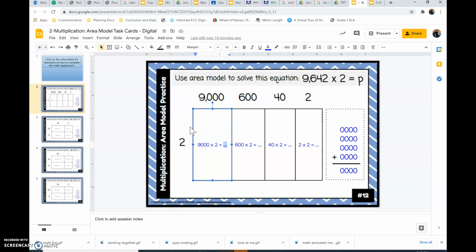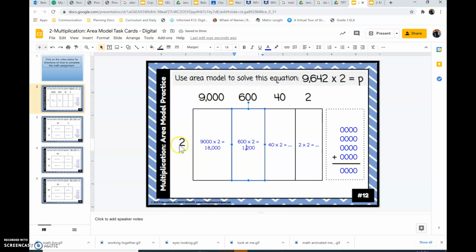9 times 2 is 18, and I have 1, 2, 3 zeros, so I just type in 3 zeros, 1, 2, 3. So I get 18,000. 600 times 2. Well, I'm going to put my mouse right here, and I'm going to type in 6 times 2 is 12, and I have 2 zeros, so I just put those 2 zeros. I'm making use of structure. I'm using the patterns I already know.